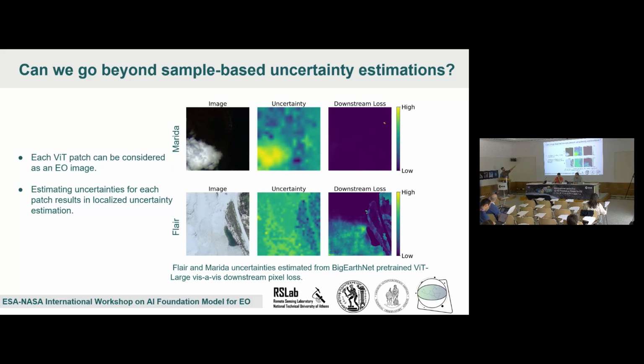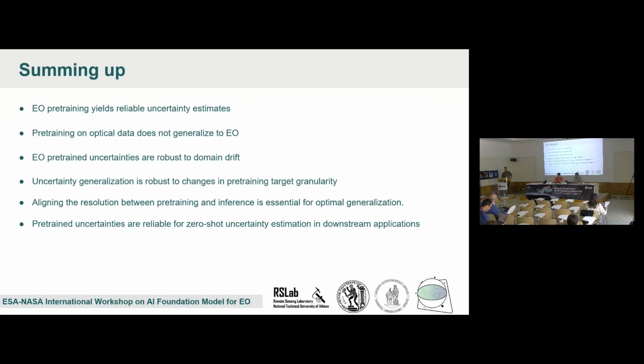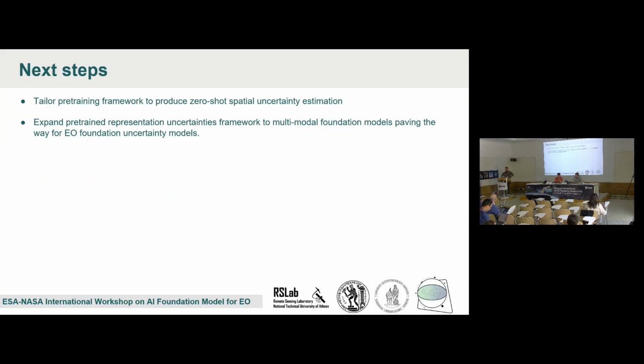I'm closing with this. So these are the results, and they are compared with the downstream loss, which can be considered as a proxy of the uncertainty. And fun fact, the clouds in the MARIDA dataset are predicted with high uncertainty, and the snow with high uncertainty as well. So next step, improve spatially aware uncertainty estimation and really move towards a universal, flexible, multimodal, zero-shot uncertainty estimation and other buzzwords. Thank you for your attention.